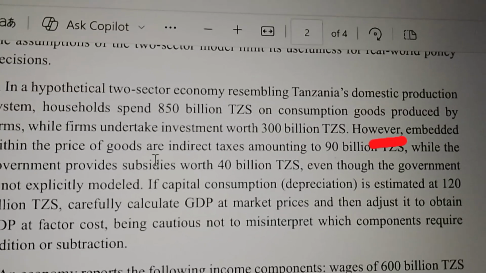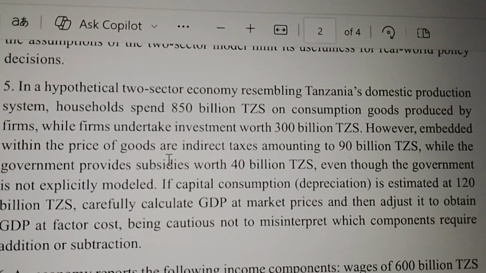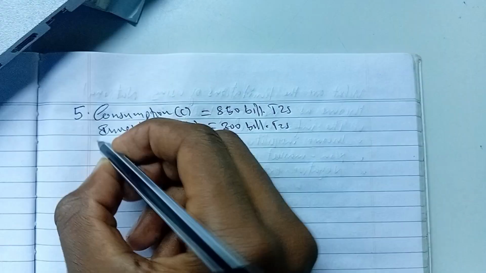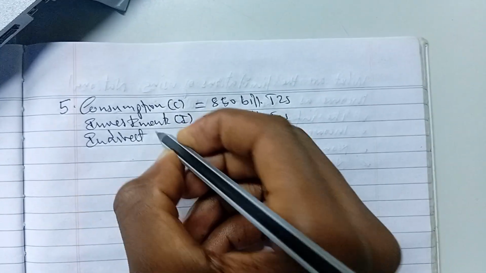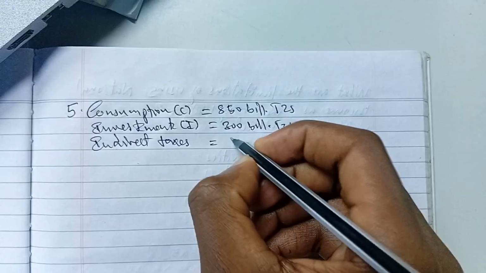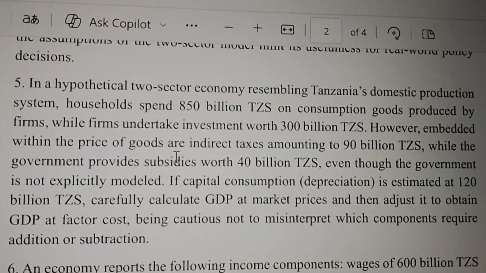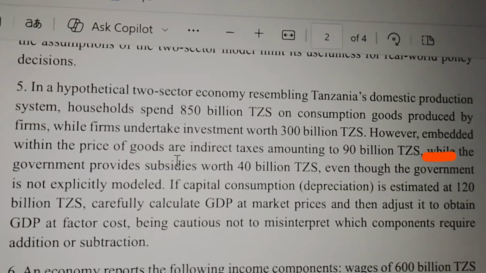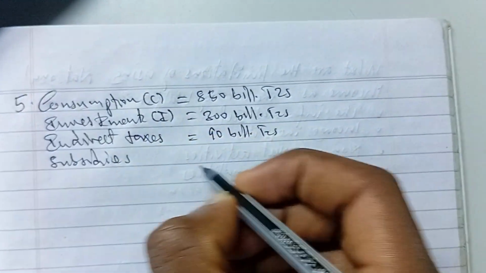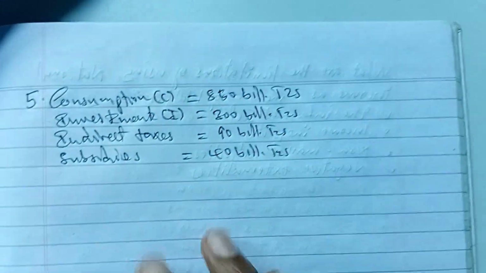However, embedded within the price of goods are indirect taxes amounting to 90 billion. So we have also indirect taxes which equal 90 billion TZS, while the government provides subsidies worth 40 billion. Subsidies equal 40 billion TZS.